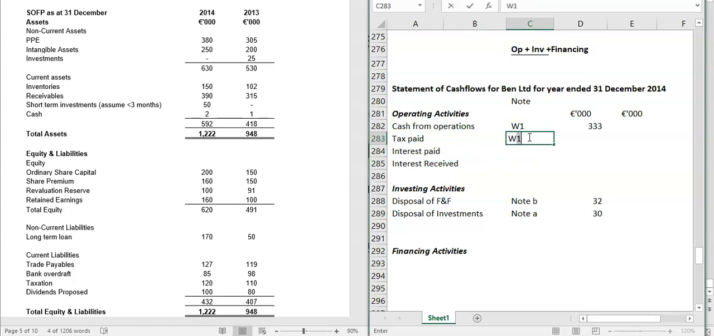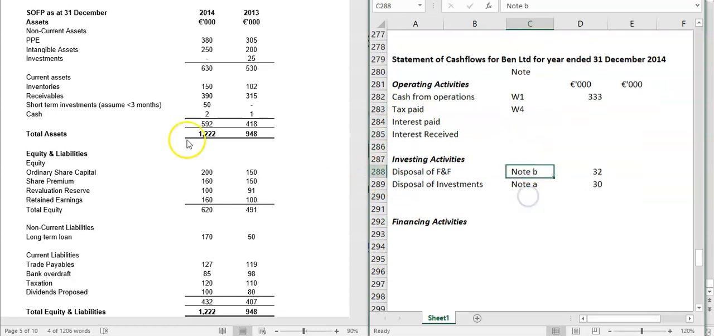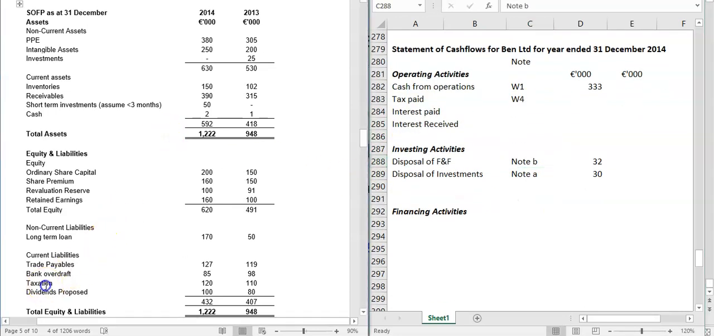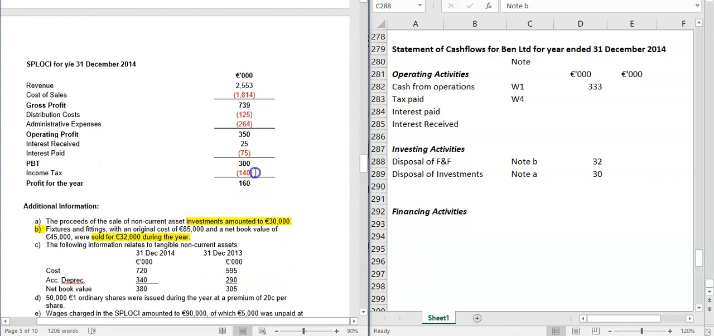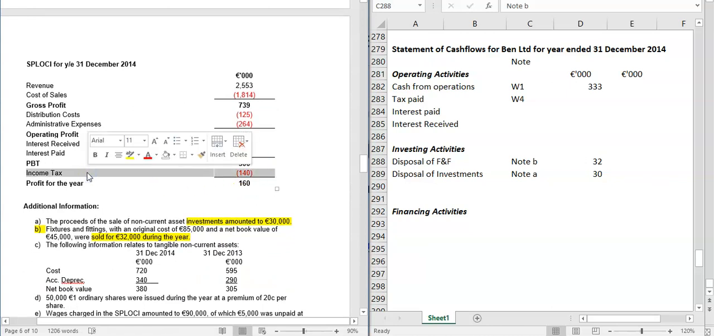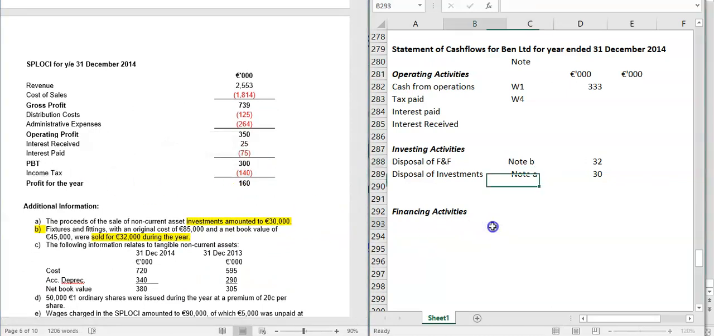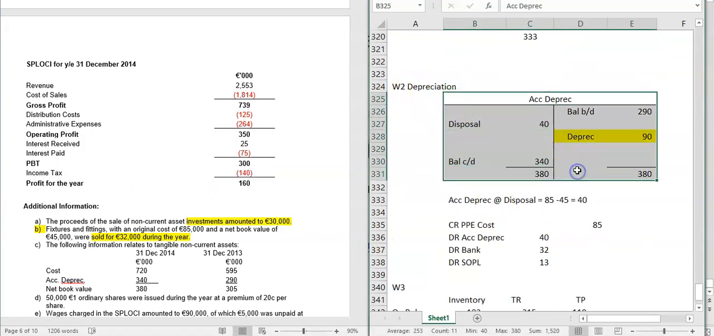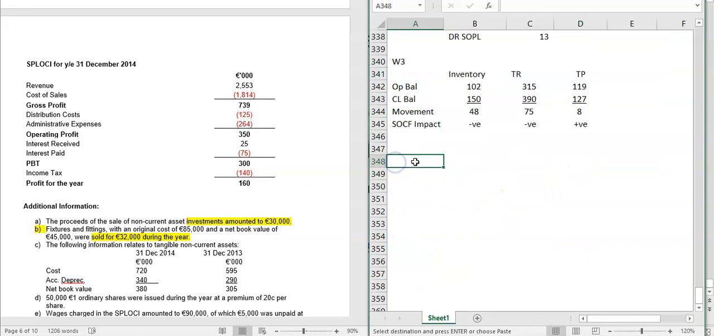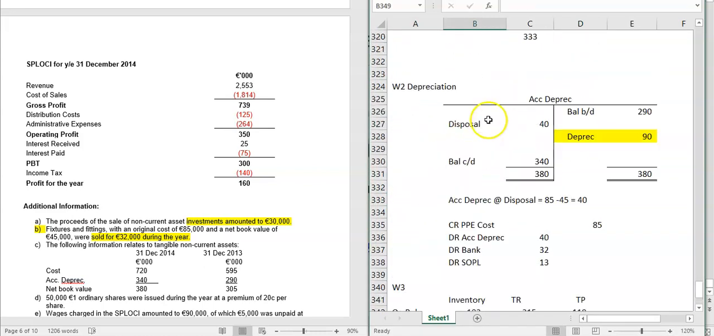The tax perspective, we're going to look at working 4. You're told here there's a tax liability at the start and at the end of the year, and you also have a tax expense during the year. Very similar to what we've covered in class. So a lot of these can be done quite quickly and get your marks on the board. So we'll bring down this and we'll do working 4, tax. Copy it again, apologies.